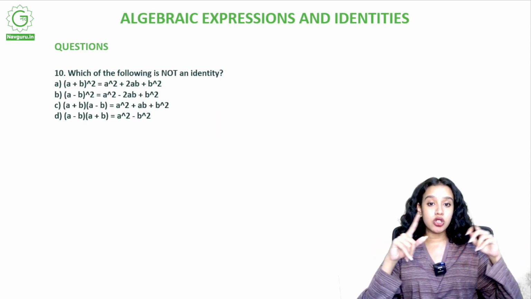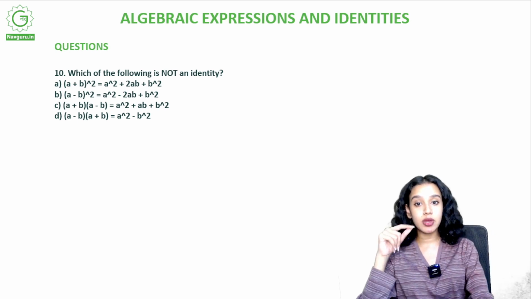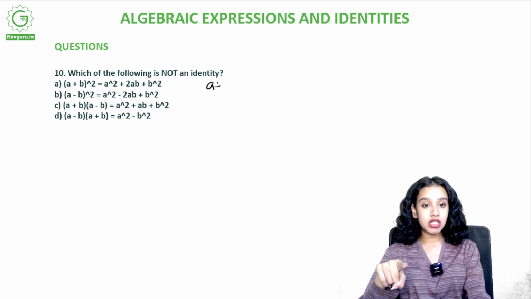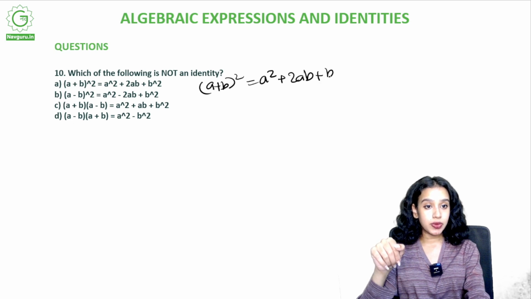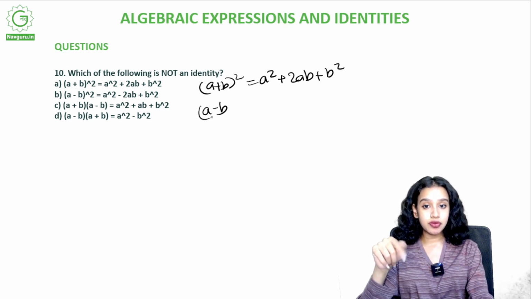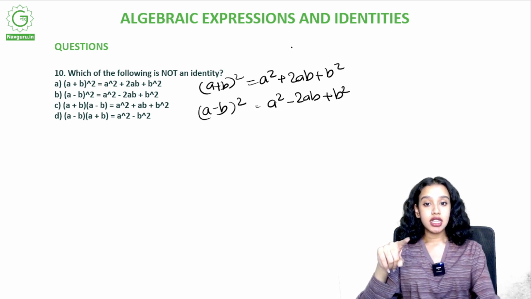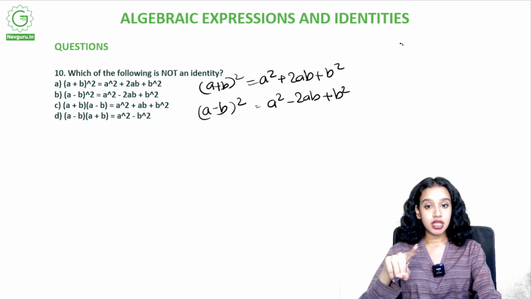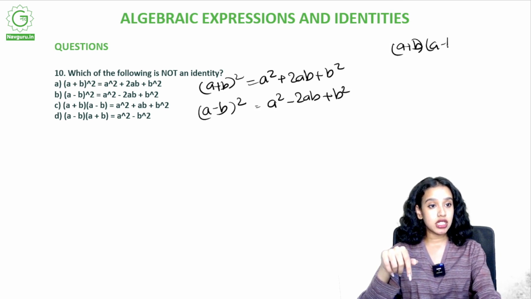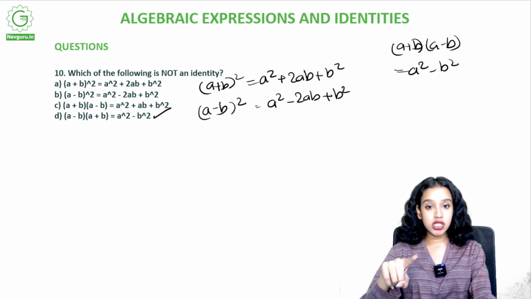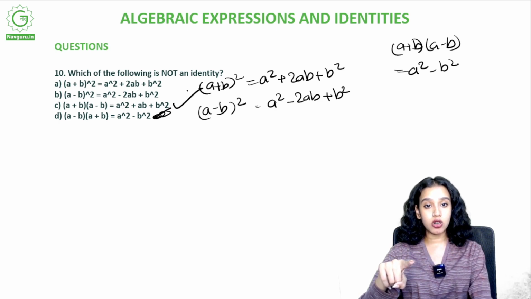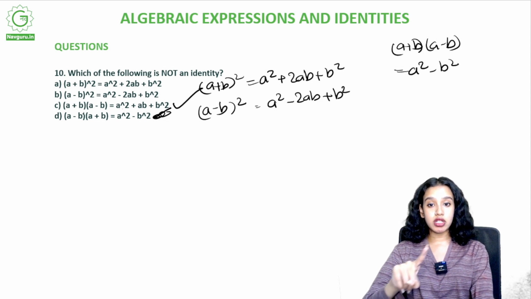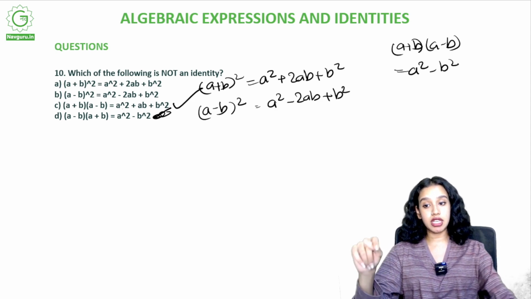Now, which of the following is not an identity? Okay, we learned about identity. We know that a plus b the whole square is equal to a square plus 2ab plus b square. Then a minus b the whole square is a square minus 2ab plus b square, right? Now we know what is a plus b into a minus b. A plus b into a minus b is equal to a square minus b square. And this is the wrong answer, a square plus ab plus b square is not a plus b into a minus b. Other than that, it's something else, right?